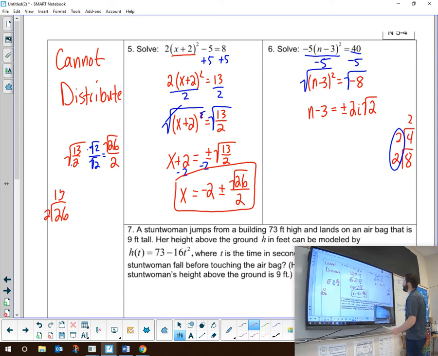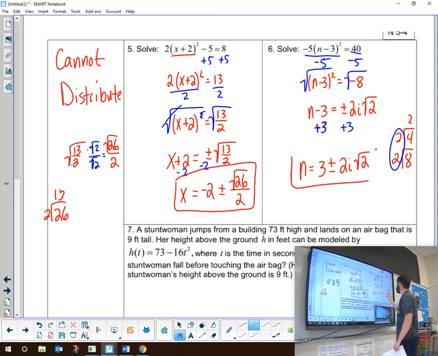So there you have it. n minus 3 equals plus or minus 2i square root of 2. Add 3 to both sides. And our final answer is going to be n equals 3 plus or minus 2i square root of 2.